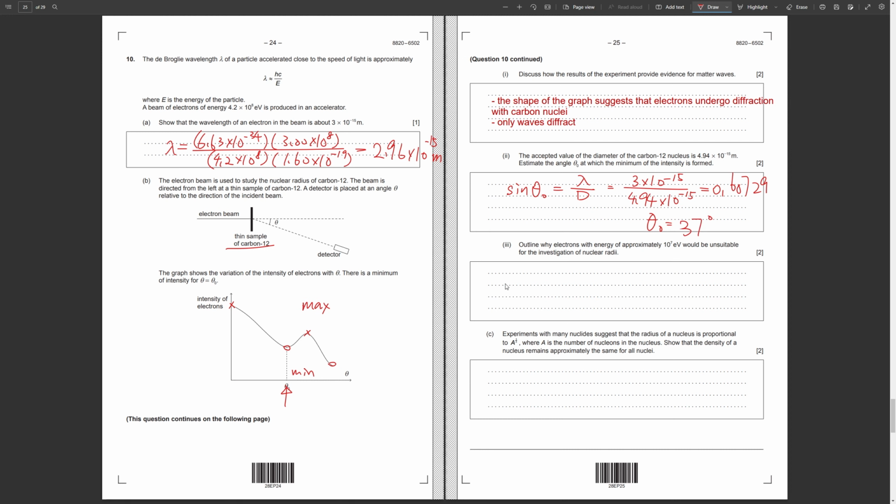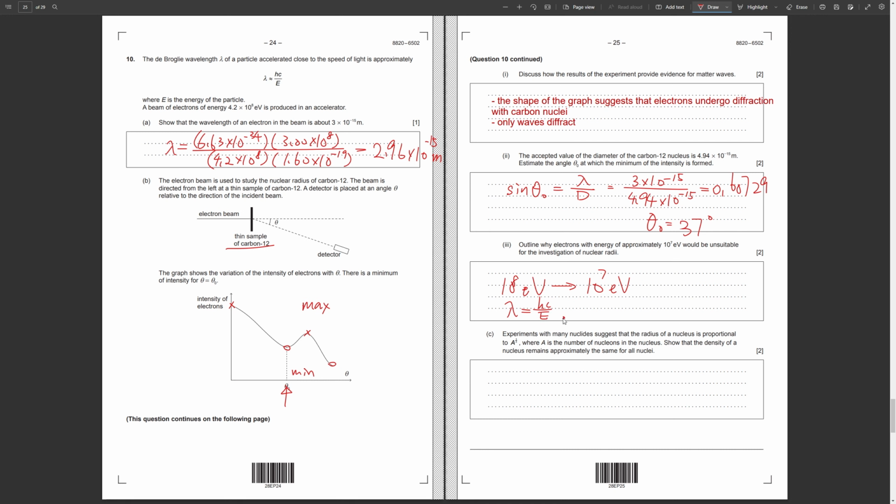Part 3, the electrons are now reducing their energy. They had 10 to the power of 8 eV, but now they're reducing to 10 to the power of 7 eV. So it's definitely reducing its energy. By reducing its energy, what is the effect on the de Broglie wavelength? The de Broglie wavelength is hc over E.